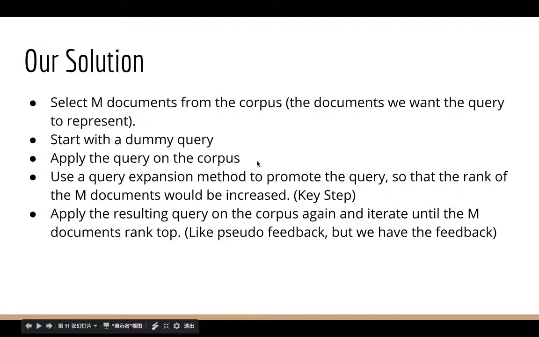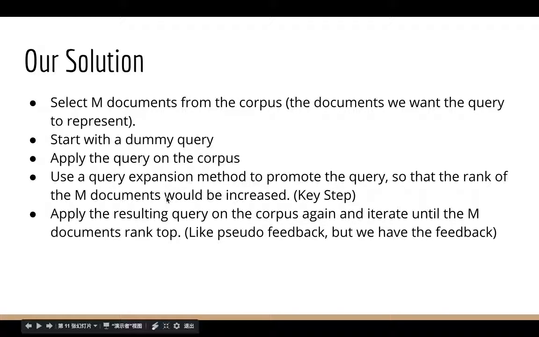And after this iteration, after we apply the query on the corpus, we will have some documents, and the documents will be ranked. Well, most probably the target M documents are not the top M documents in the result of the query. And then we can use a query expansion method to promote the query so that the rank of the M documents would be increased.